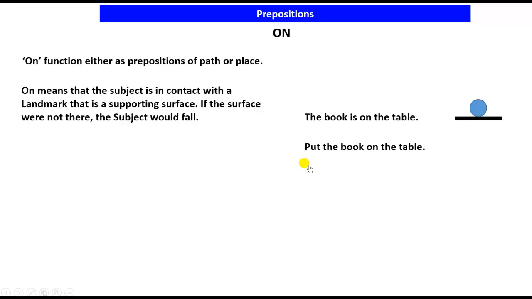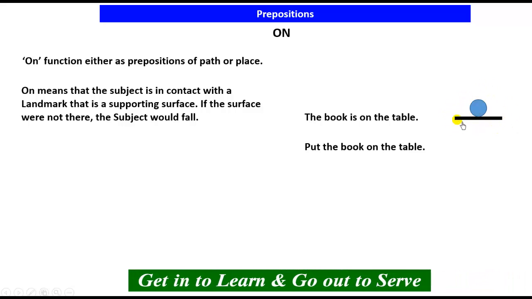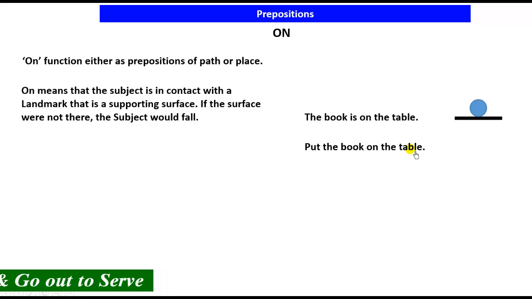See another situation. Here is the sentence: put the book on the table. Now the subject and the landmark, that is book and table, both are not in contact, but still we have used "on" as a preposition. Why is it used? Because the arrangement of subject and landmark is the result of prior movement. Because after completion of this action of putting the book, the arrangement will be like this only, because after that action the book and table will be in contact. So in such cases also we use "on" as the preposition.